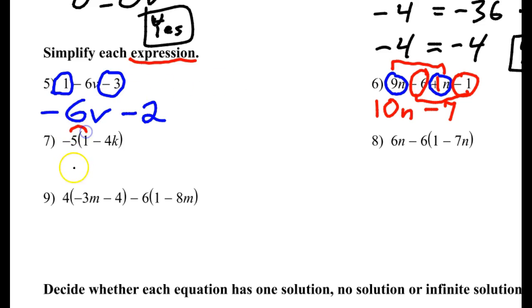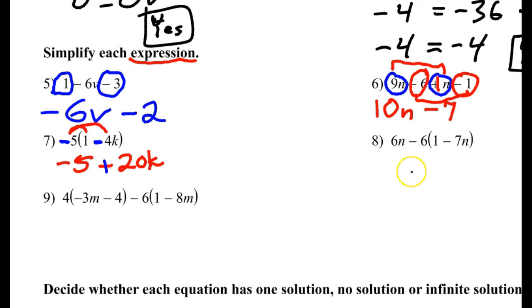Same thing here. We got negative 5 times 1 is negative 5. Negative 5 times negative 4k is positive. So you'll see me, and you've seen me, and you'll continue to see me emphasize negatives. Because after it's all said and done, most people, if they make a mistake, it's on negatives. It's not a number. The number's usually what's correct, the negative is usually what gets in the way.